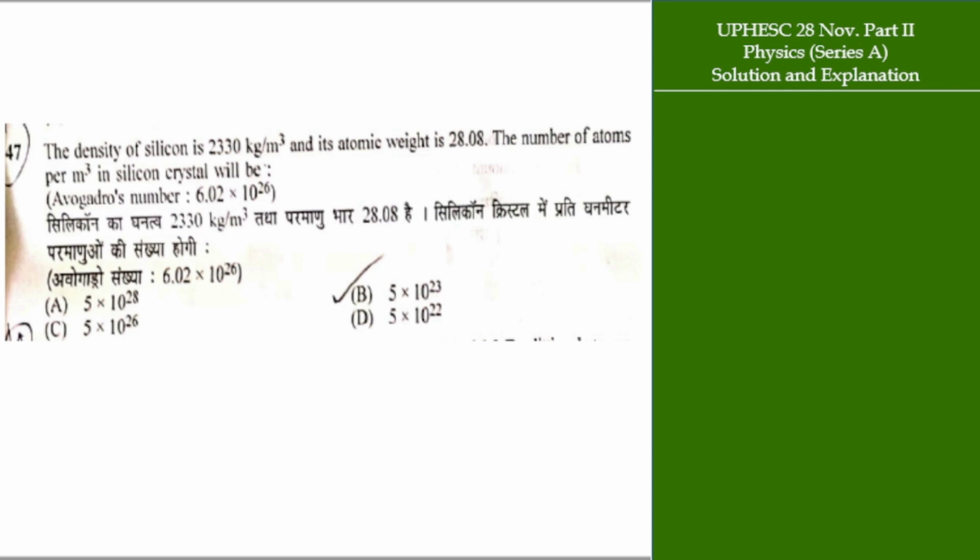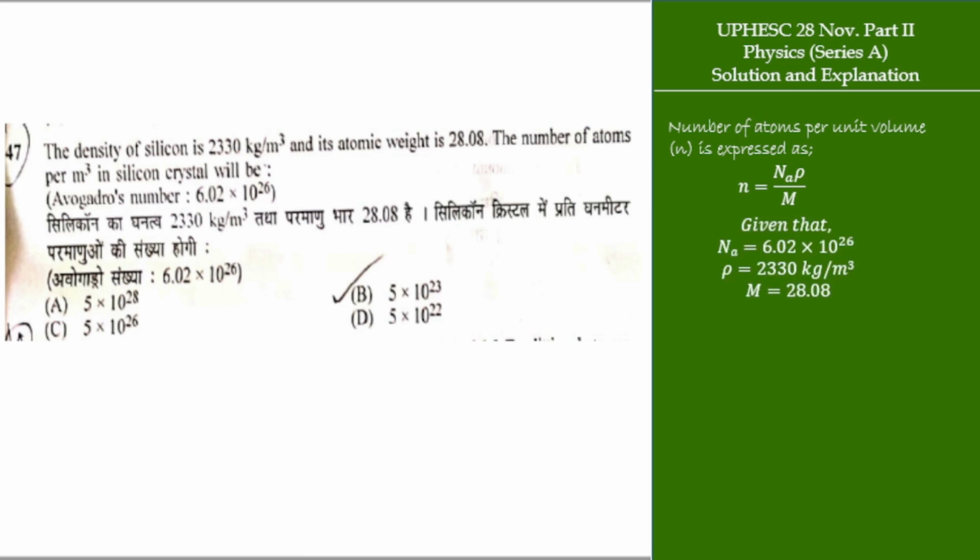So Avogadro number was given to solve such problem. So the formula for number of atoms per unit volume n is expressed as small n equals Avogadro number capital Na multiplied by rho, that is density of that material, divided by capital M, that is the molecular weight or atomic weight of the crystal. So Na is given, rho is given, and M is given. So you will put these values in the formula and you will get the value of N.